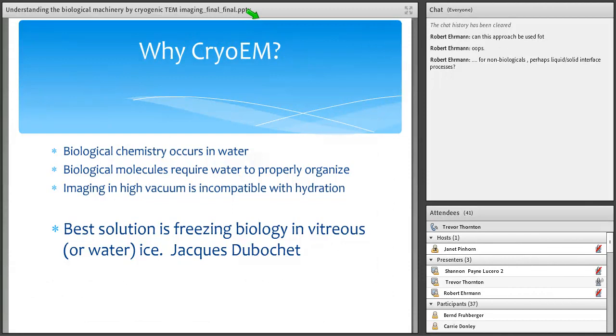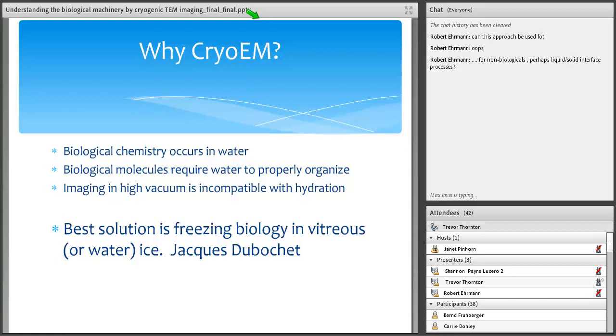So why cryo-EM? Well, all the biological chemistry occurs in water. Life doesn't exist outside of water, so we really want to know how these enzymes and molecules behave in water. In fact, lipid organization doesn't exist without water. Biological molecules require water, but they're not compatible with the high vacuum of the electron microscope. The microscope operates under ultra-high vacuum, so water would immediately evaporate or turn to ice in the microscope.